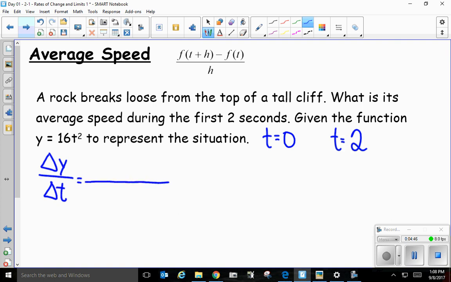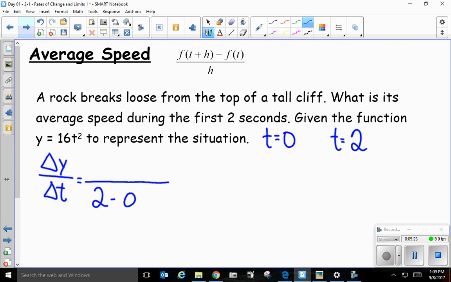We have a fraction. So let's do the easy part first. How do I set up my change in time? It's just like if you would do slope with points, wouldn't you? You subtract your x values on the bottom. And now instead of x, we have t. So let's subtract our t values. I always like starting with the bigger minus the smaller. That way I don't have a negative number. It'll make life easier.